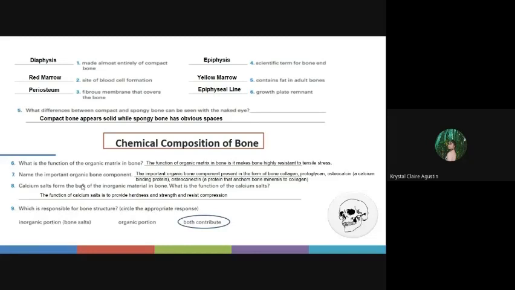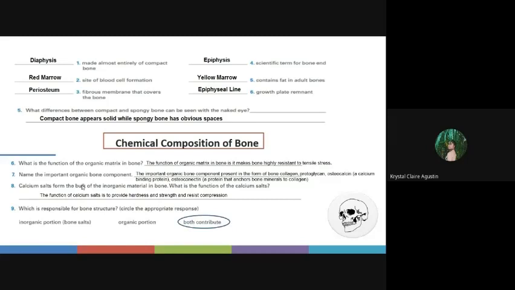Number 5, what difference between compact and spongy bone can be seen with the naked eye? The difference is that compact bone appears solid, while spongy bone has obvious spaces. It is observable in its structure. Compact bone is more solid, while spongy bone has obvious spaces and is much softer than compact bone.